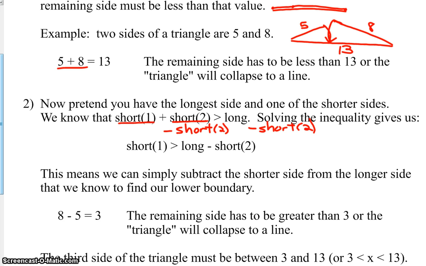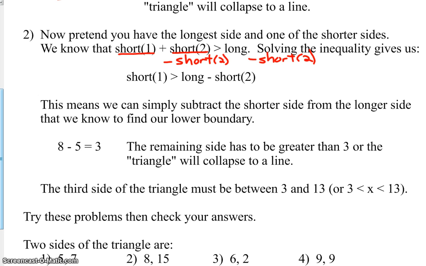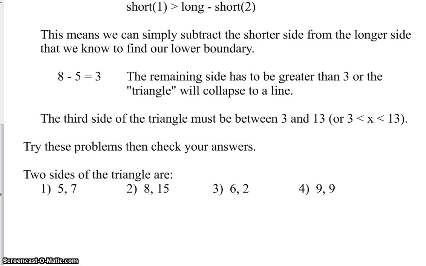So I'm going to do this problem by subtracting the two numbers I have. I had 8 minus 5, which was 3. That's going to be my lower boundary. The remaining side of my triangle has to be greater than 3, or that triangle again will collapse into a line. This means for this particular triangle, the third side has to be some value between 3 and 13. It could be 3.15, but it has to be more than 3.